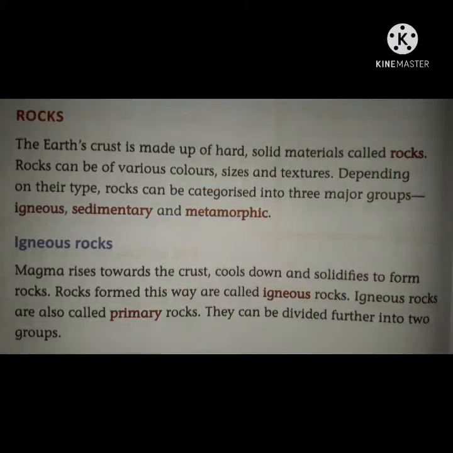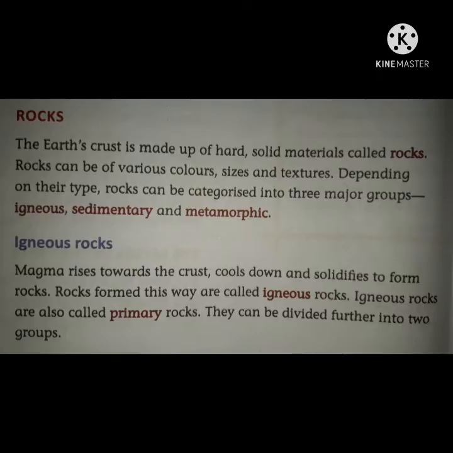Now let us move on to the rocks. The earth's crust is made up of hard, solid materials which are known as rocks, and they differ based upon their color, size and texture. Rocks can be categorized into three major groups: igneous, sedimentary and metamorphic. Let us learn about igneous rocks.